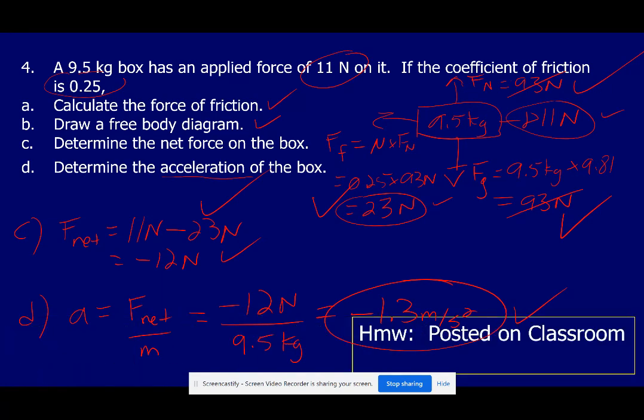So I posted work on Classroom, and there's two worksheets there. There should be one on gravity and one on friction. All right. You can print those off, complete them by hand, and then send back pictures. I am going to grade this. It'll be the only assignment that I grade in this chapter, so make sure you do turn it in.